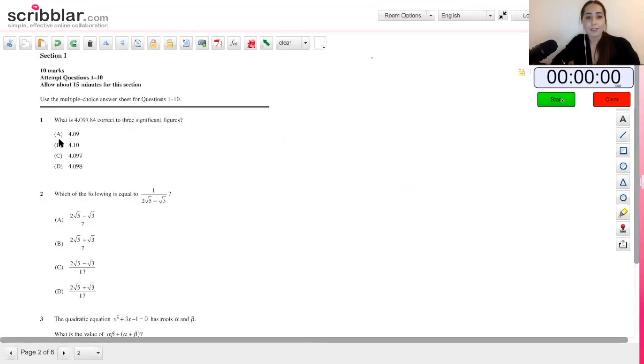Okay, so the first question states, what is 4.09784 correct to 3 significant figures? So 3 significant figures is 4.097. So the 7 rounds up the 9 to a 10. So you get 4.10. So that's B.